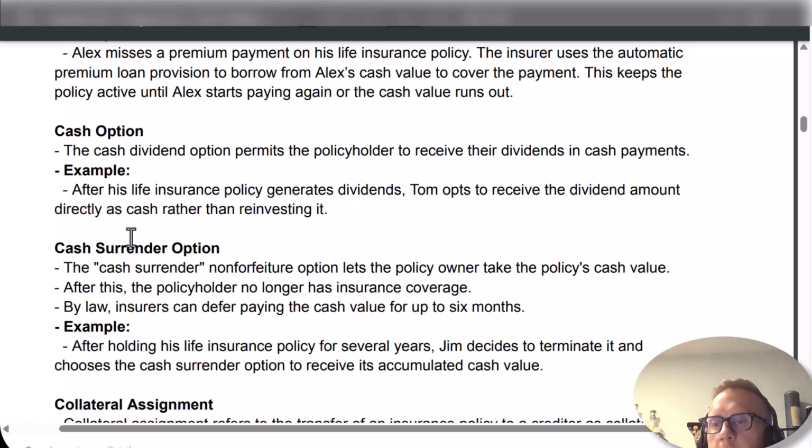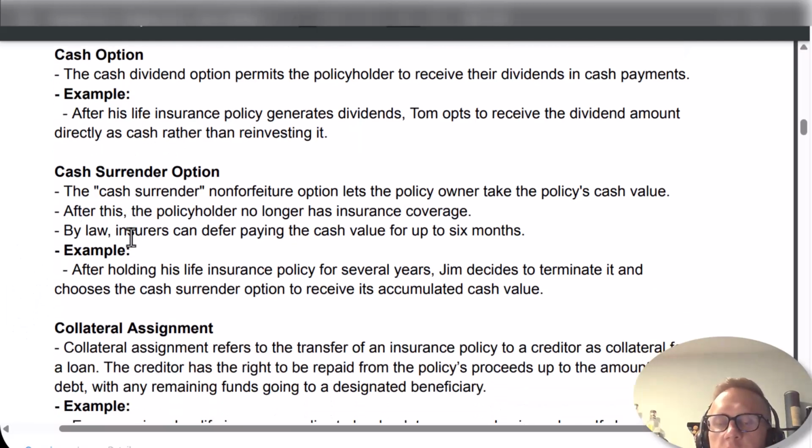So next, cash surrender option. So there are non-forfeiture options too. So those dividend options have to do with what will be done with the dividends, and then there are non-forfeiture options, and those determine what is done with the cash value.